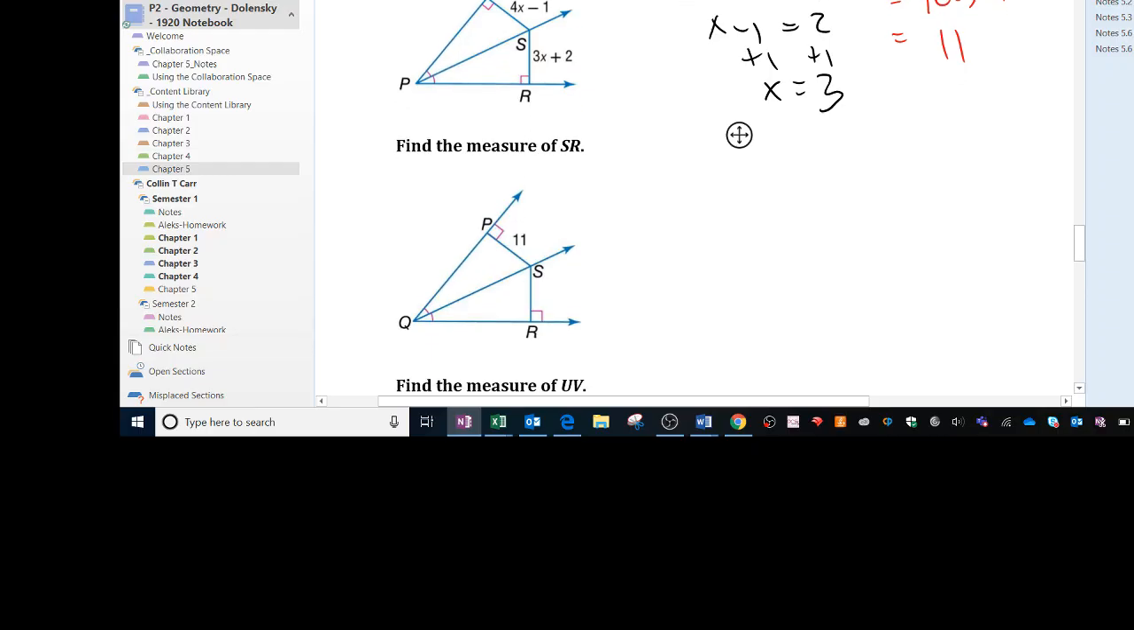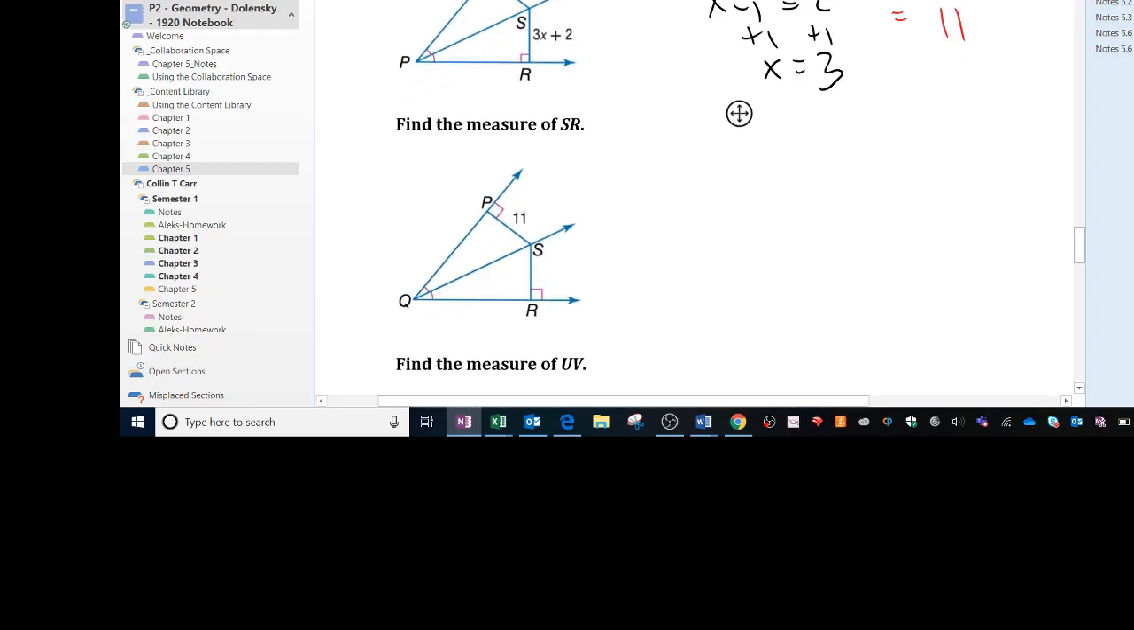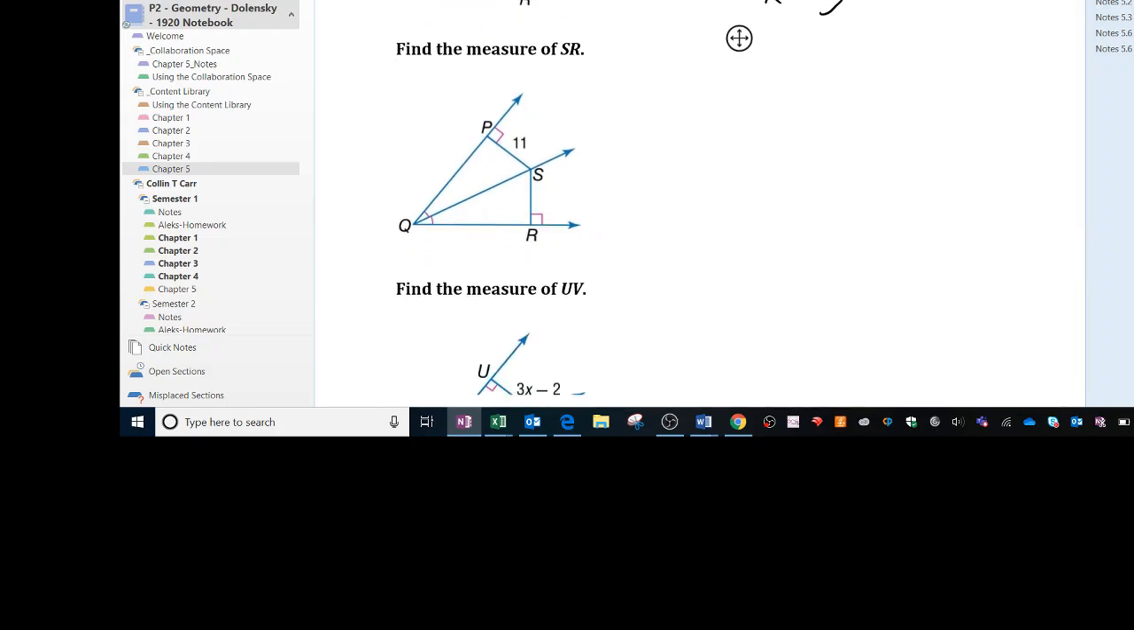Next one, find the measure of SR. It's a tough one. Notice it says my two angles are congruent, so it's a bisector. My distances, they're right angles. So SR is 11.